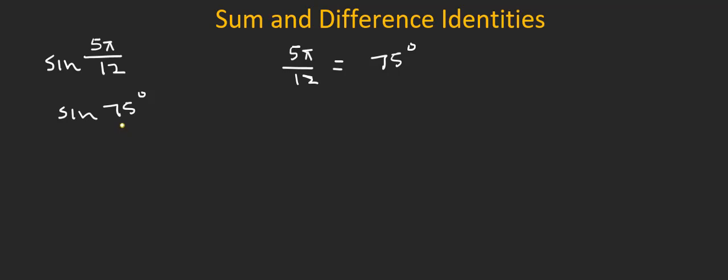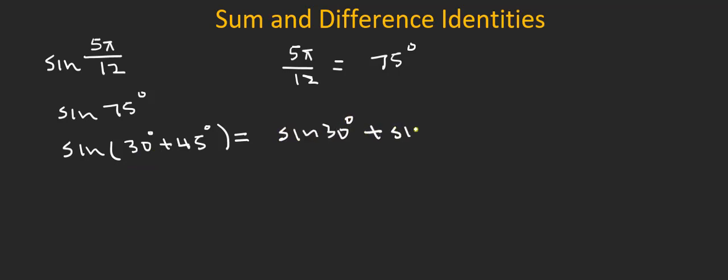Now again, 75 is not a nice angle. So how can we write it? Well, we can write it as sine of 30 plus 45. Now again, please do not say this is the same thing as sine 30 plus sine 45. These are not equal to each other, and that's the common mistake that students make. So do not make this type of mistake.